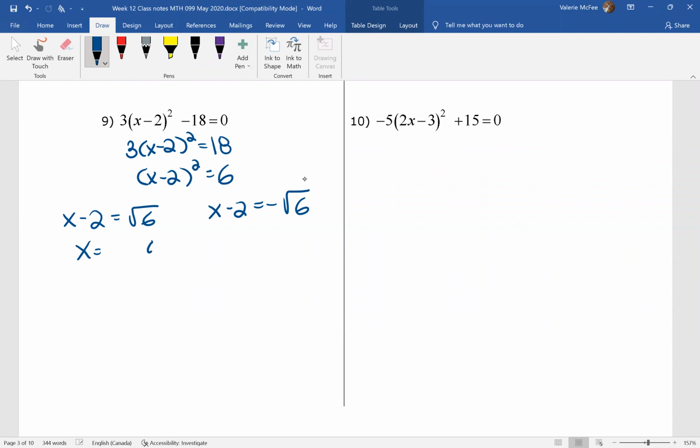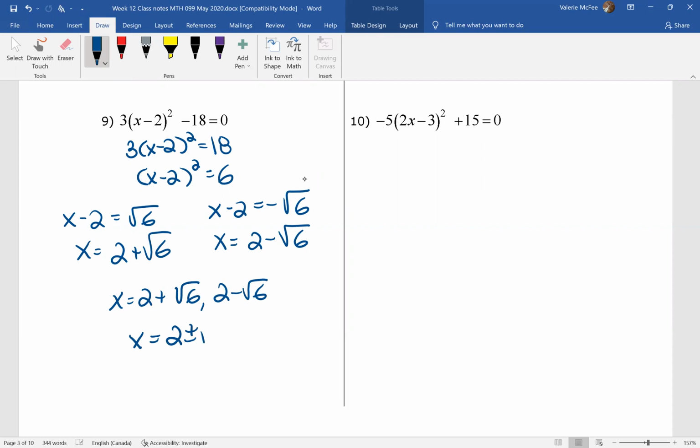Oops, that's not adding 2 to both sides. And there we have our two answers, either written separated by a comma or 2 plus or minus the square root of 6. Pause your video. Try question 10.